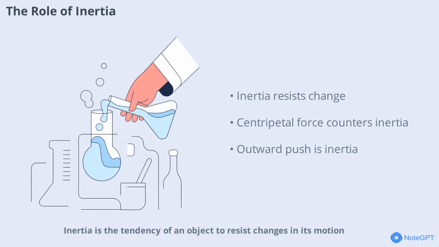Inertia is the tendency of an object to resist changes in its motion. When an object moves in a circle, its inertia wants to keep it moving in a straight line. The centripetal force counters this inertia, pulling the object toward the center. The sensation of being pushed outward, which we call centrifugal force, is actually your body's inertia at work. Understanding inertia helps clarify why these forces are experienced during circular motion.